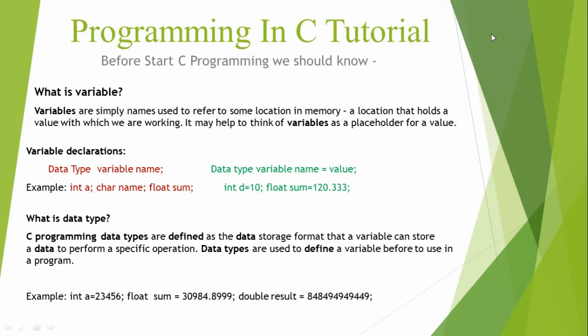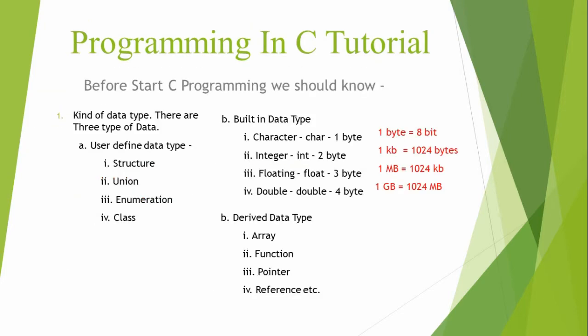Very simple. Okay, next, the kinds of data types. There are three types of data types. Number one, user defined data types: the user can define their own data type, such as structure, union, enumeration, class. Number two, built-in data types: character, integer, floating, double. Previously I discussed the character, integer, float, and double.